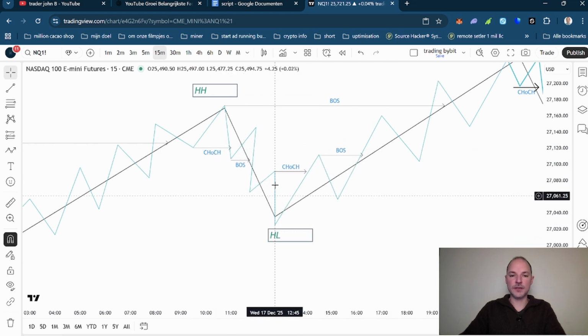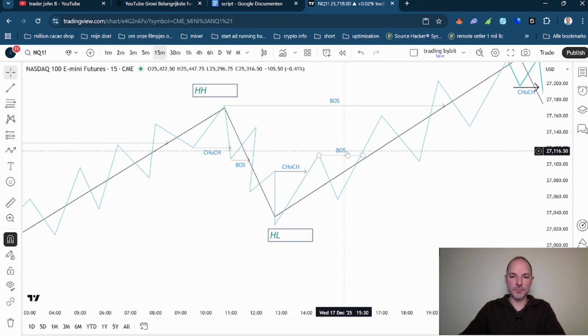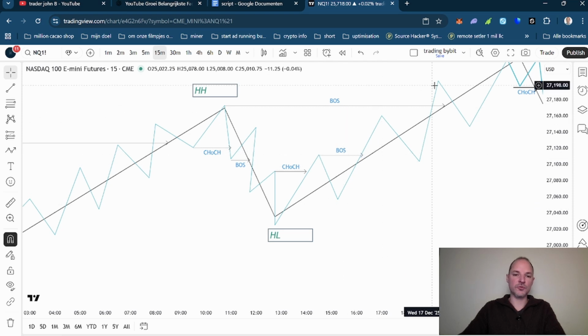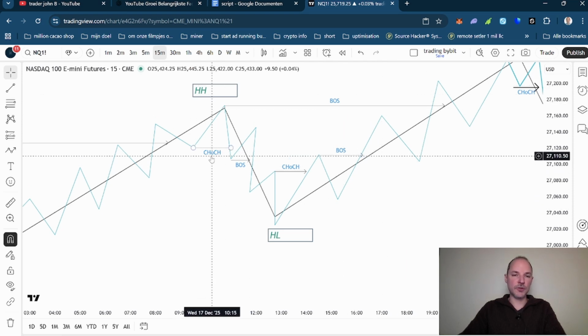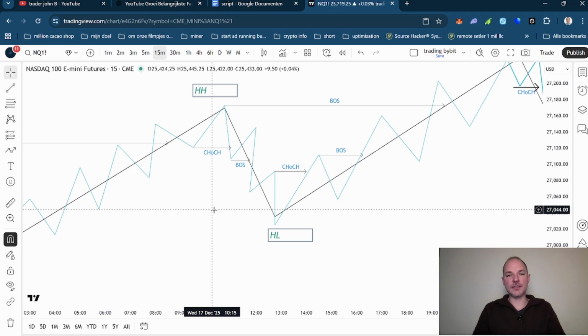to the downside, and in the opposite way, we have a change in character to the upside. Once we've broken an internal high, we created a new high. We made a higher low. The second one that breaks the high again is a break of structure, because this is the continuation. The change in character shows you that the market has the potential of shifting direction.